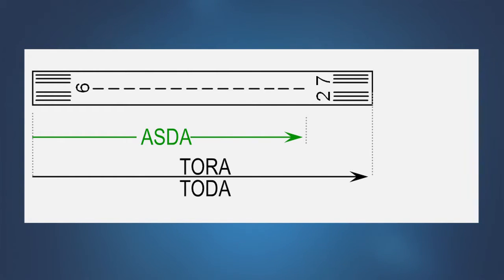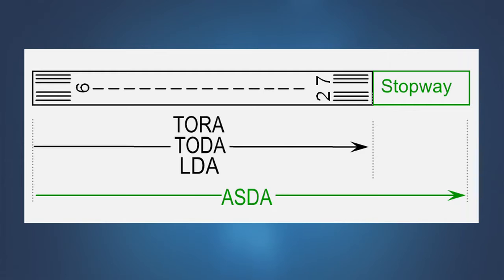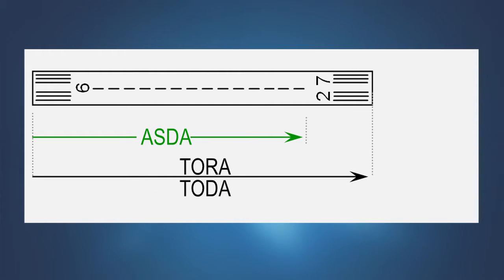The accelerate stop distance available is the runway plus stopway length declared available and suitable for the acceleration and deceleration of an airplane aborting a takeoff. The accelerate stop distance available may be longer than the physical length of the runway when a stopway has been designated available by the airport operator, or it may be shorter than the physical length of the runway if the runway lacks an adequate runway safety area or in some other way does not meet runway design standards.